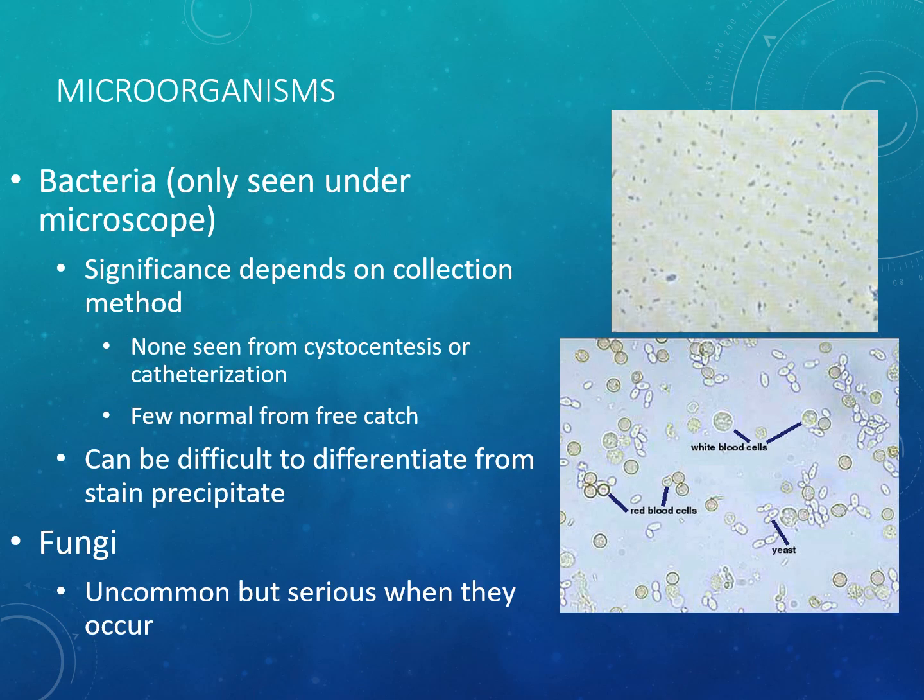All right, so let's talk about some of the microorganisms that you may find in urine. The most common is obviously bacteria with urinary tract infections. It's also going to depend on your urine collection method. We talked about this earlier, but if you're using a cystocentesis method or a catheterization, you shouldn't see any bacteria in that urine sample. It's normal to have a few in a free catch urine because remember, the urine is passing through the skin and there's bacteria on the skin.